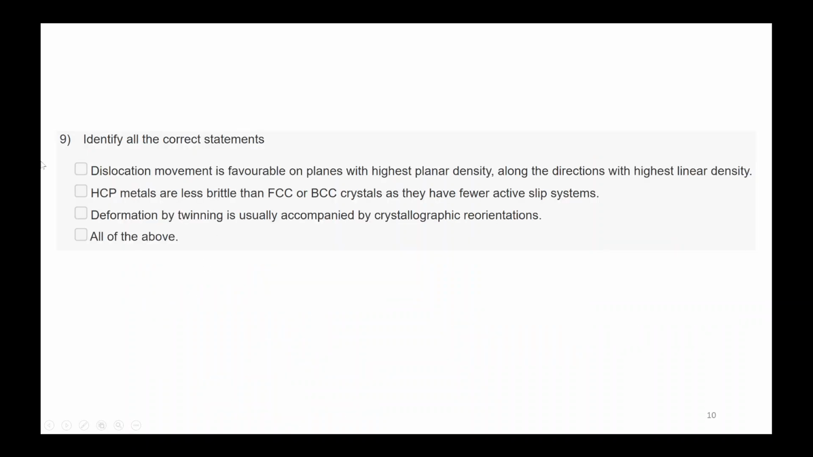Now the 9th question is: identify all the correct statements. First is dislocation movement is favorable on planes with highest planar density along the directions with highest linear density. Second statement is HCP metals are less brittle than FCC or BCC crystals as they have fewer active slip systems. Third is deformation by twinning is usually accompanied by crystallographic reorientations. Fourth option is all of the above. So your correct statements are 1 and 3.